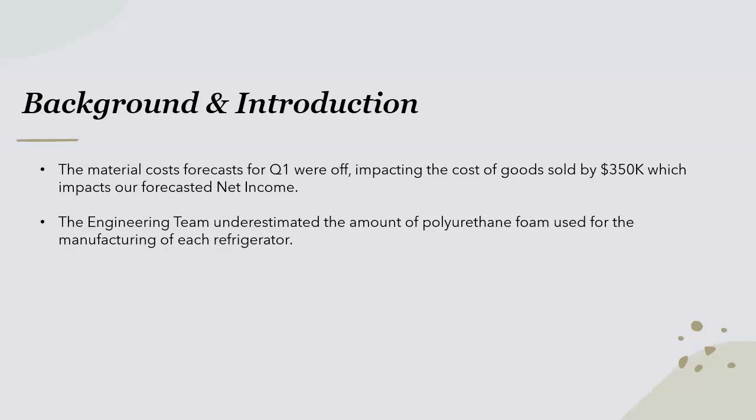We're going to start by talking about the background and introduction. So the material costs forecast for Q1 were off, as I mentioned before. That impacted the cost of goods sold by $350,000, which thus impacts our forecasted net income. And that was due to underestimating the amount of polyurethane foam used to manufacture each refrigerator.